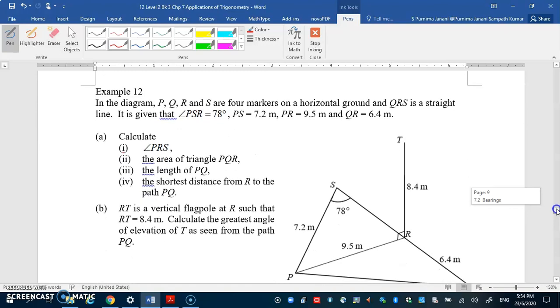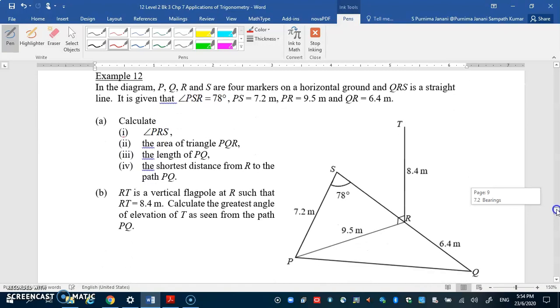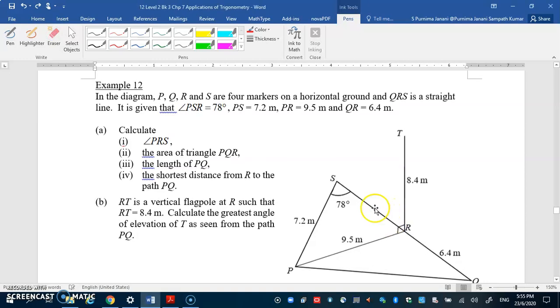In the diagram, PQRS are 4 markers on a horizontal ground. So that's PQRS flat on the horizontal ground. And QRS is a straight line. So QRS, this is a straight line over here. It's given that angle PSR is 78 degrees, PS is 7.2 meters, PR is 9.5 meters, and QR is 6.4 meters. So QR is over here. Okay. Find angle PRS. PRS is over here. This angle over here.